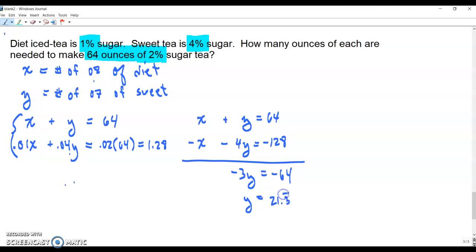21.3 repeating. All right, if y is 21.3 repeating and x plus y equals 64, then x must be 42.6 repeating. So to get this desired mixture, I would use 42 2/3 ounces of diet, 21 1/3 ounces of sweet, and I'd get 64 ounces of 2%. Somewhere in the middle. Notice 2% is a little bit closer to 1%, so I'm using more of the diet than I am of the sweet.